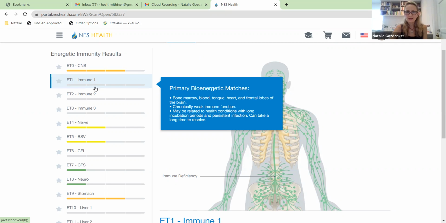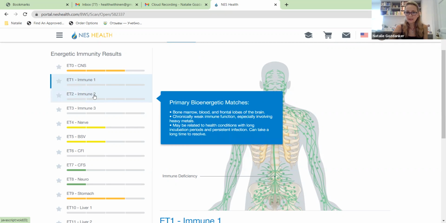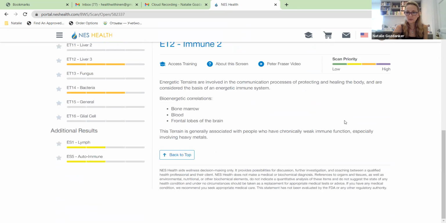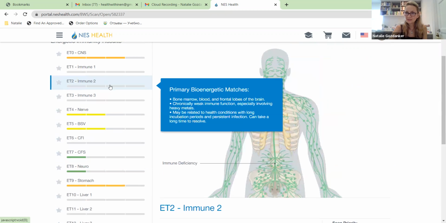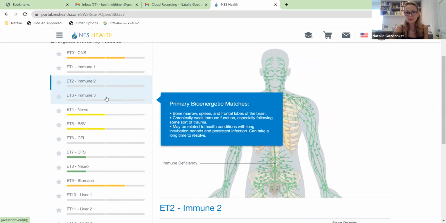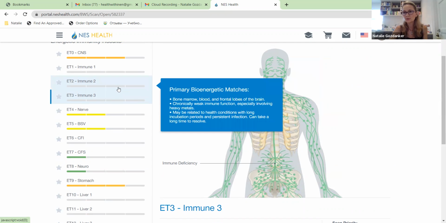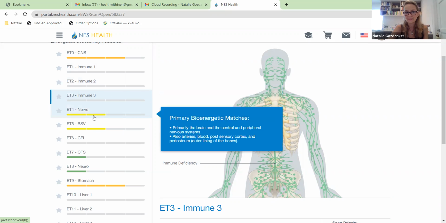Okay. For immune 2, it could be something related to weak immune system function, especially involving heavy metals. So if this one lights up on the screen, we know that the body is struggling with an excessive amount of heavy metals in the system. And this one is usually weak immune system due to trauma and emotional shocks. So it's very, very specific, and it gives us such an indication of where to put our attention when we do this deep healing.